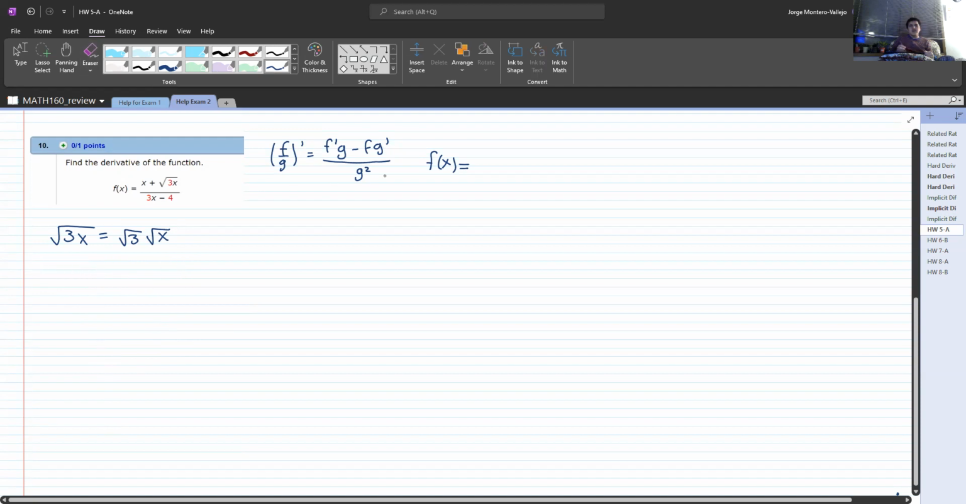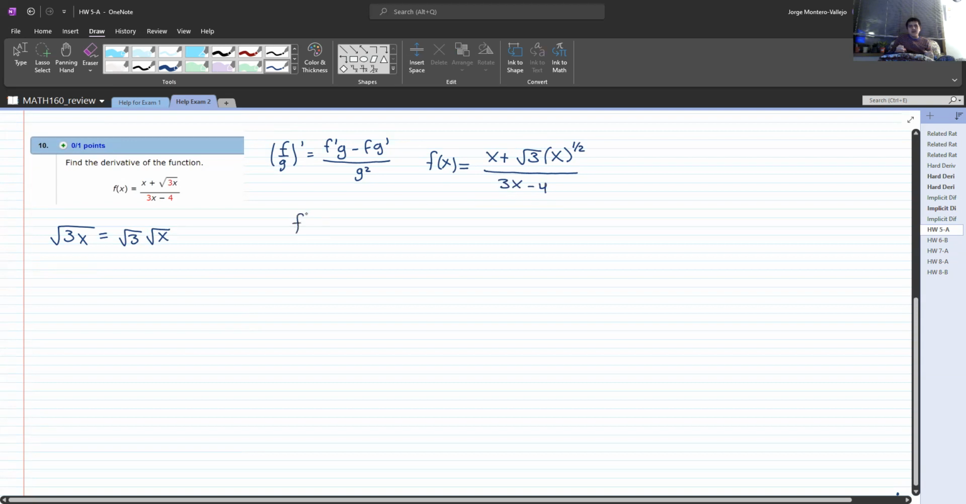Okay, so then I can come over here and write x plus square root of 3. Then I will do a square root of x, but instead of doing that, I'm going to write x raised to 1/2. Okay, so that I now have something that looks like a constant times a power, because I can deal with that more easily with my differentiation rules. And then we divide by 3x minus 4.